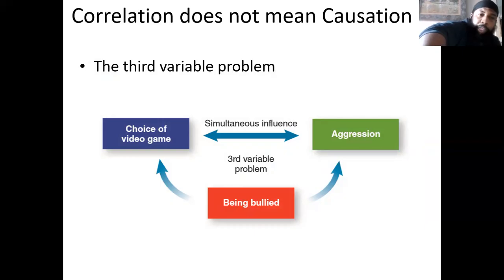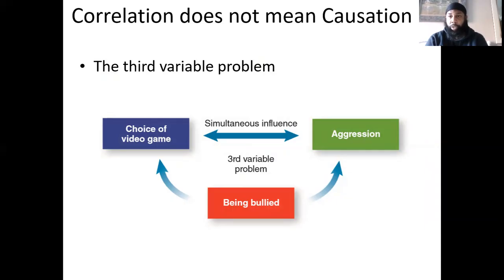So if we take being bullied out and look at this, and we just hide that bottom part, and this should have been separated out so that being bullied doesn't appear until later, but just take that out for a second. It looks like choice of video game influences aggression. But that's not the case. Choice of video game and aggression are both being influenced by this aspect of being bullied. So you can't say that two variables cause each other. You can only say how strongly they're related to each other. That's all you can do.